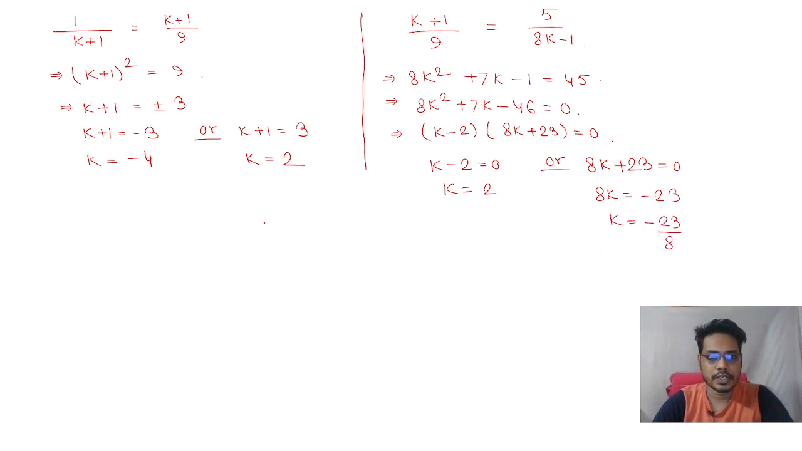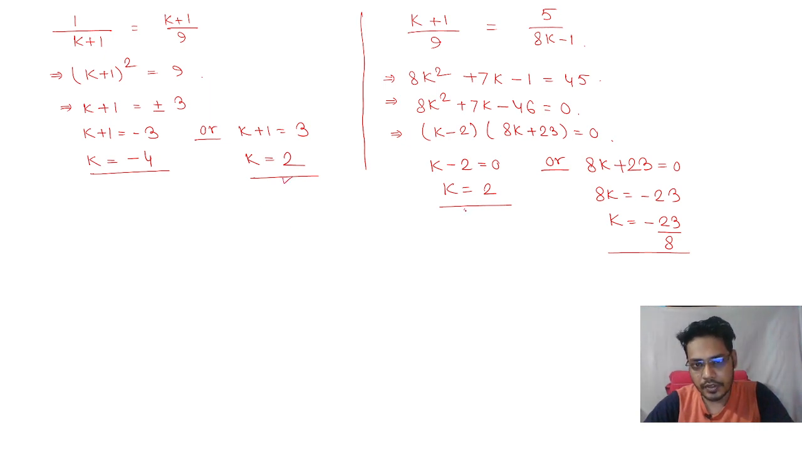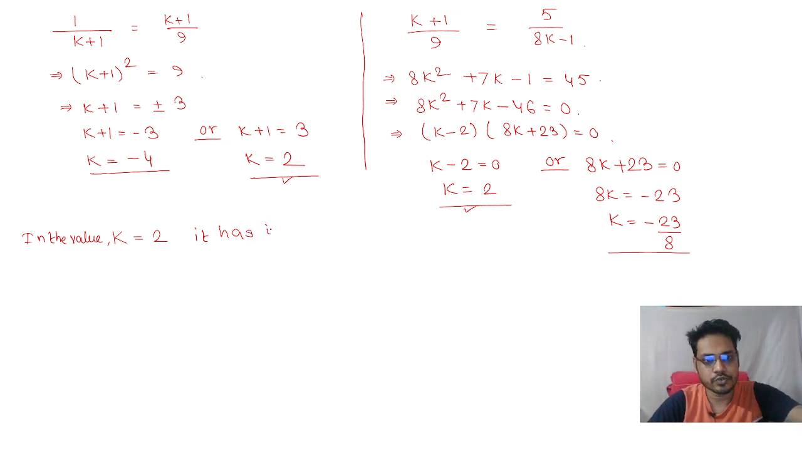Now if we check, k is 2 and k is minus 4, k is 2, k is minus 23 by 8. So one number that is common, that is k is equal to 2. So that means k is equal to 2. For the value of k equal to 2, it has infinitely many solutions. That means the system of equations has infinitely many solutions.